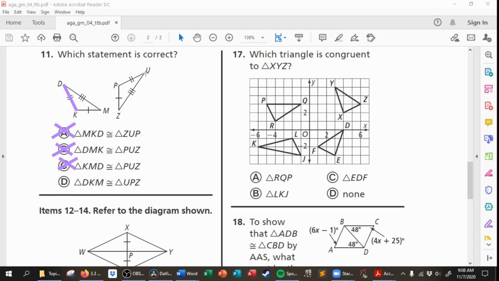To and up both are corresponding, and they both have 2 tick marks, so that is what we're here for. That is our answer. All right, let's move on to number 12.